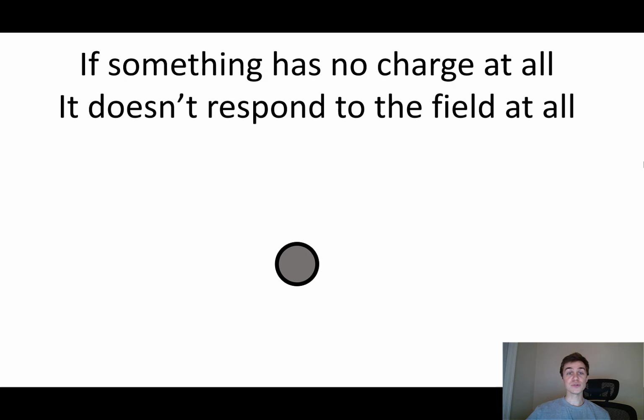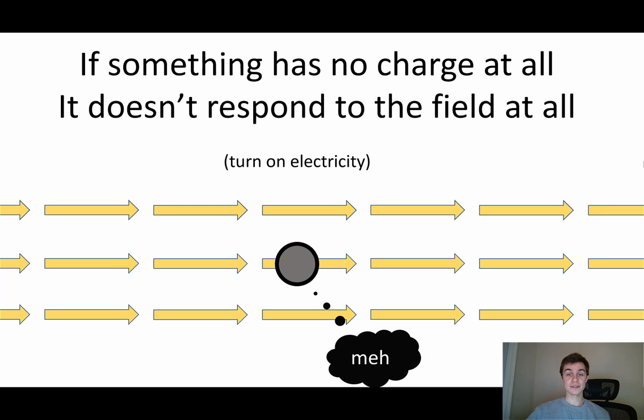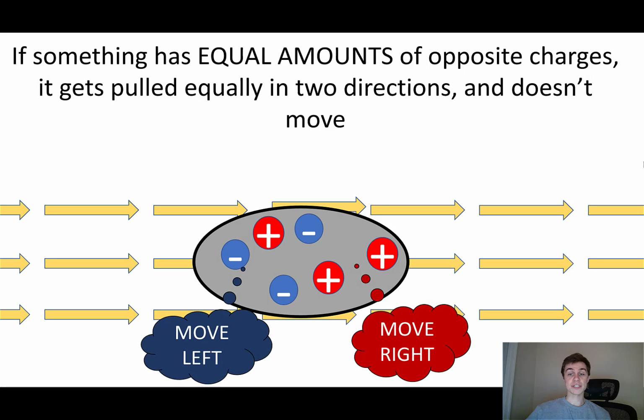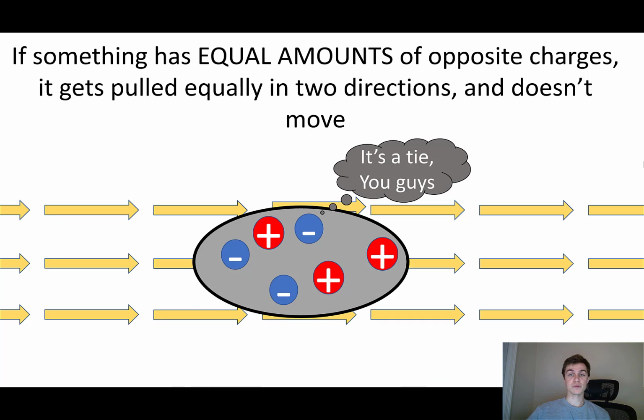If something has no charge, it won't respond to the field at all, and it won't move. If it has equal amounts of positive and negative charges, then what will happen is the positive charges will try to move with the field, the negative charges will try to move against the field, and they'll be tied, so it won't move at all. It'll be strained, but it won't slide in any direction.